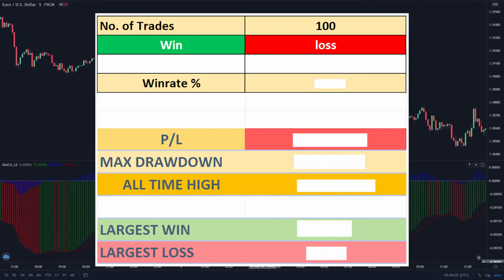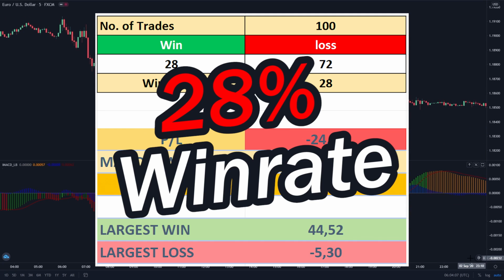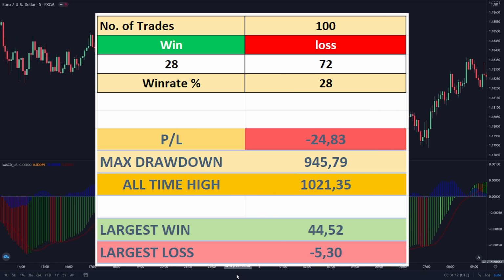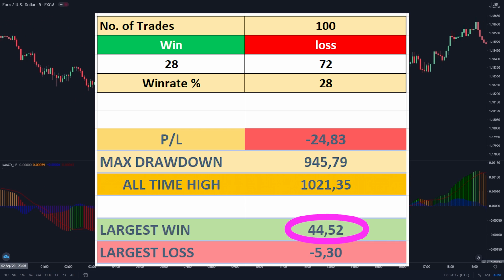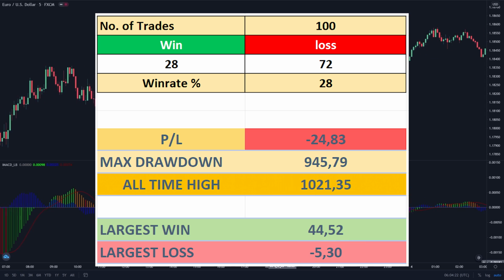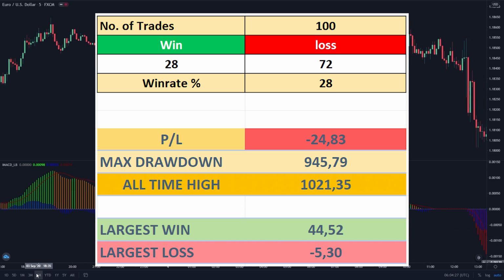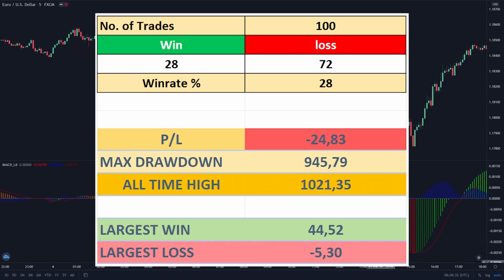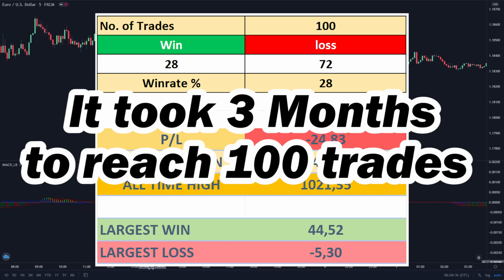So after backtesting the Impulse MACD 100 times, we received a win rate of 28%. And we lost $24 using this indicator. And worst of all, our largest single trade win was actually $44, but our largest loss was only $5. So despite having a very small largest loss, we still managed to lose money. And our all-time high was only $1,021, which means when backtesting, we never broke past $21 profit, and this strategy took 3 months to reach 100 trades.